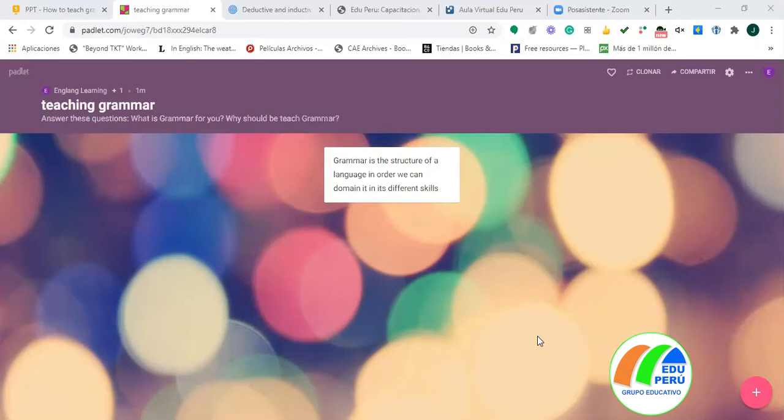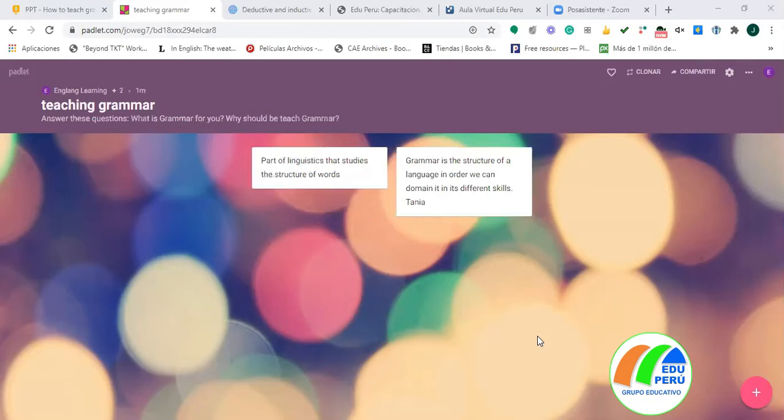So here one person says grammar is the structure of a language in order we can domain it in its different skills. Yeah, all right, okay. Anybody else, please? Can you enter to the link? Yes, or you cannot do it? Tanya, that's good, Tanya. Tanya says that grammar is the structure of a language in order we can domain in its different skills. Very good.